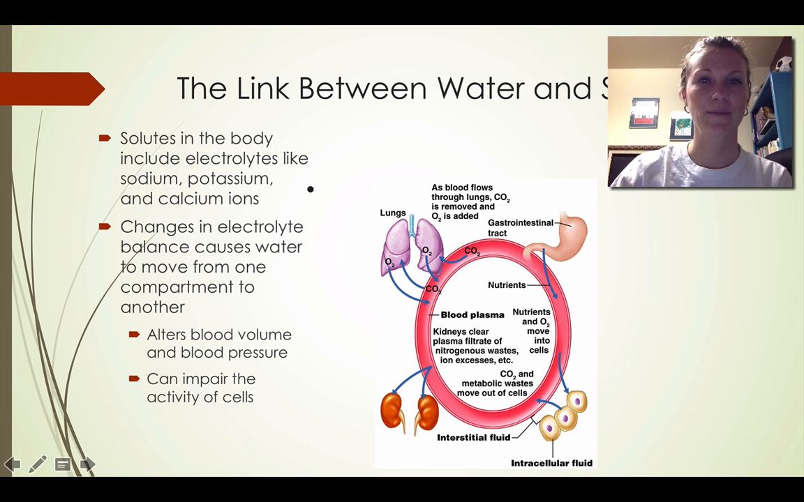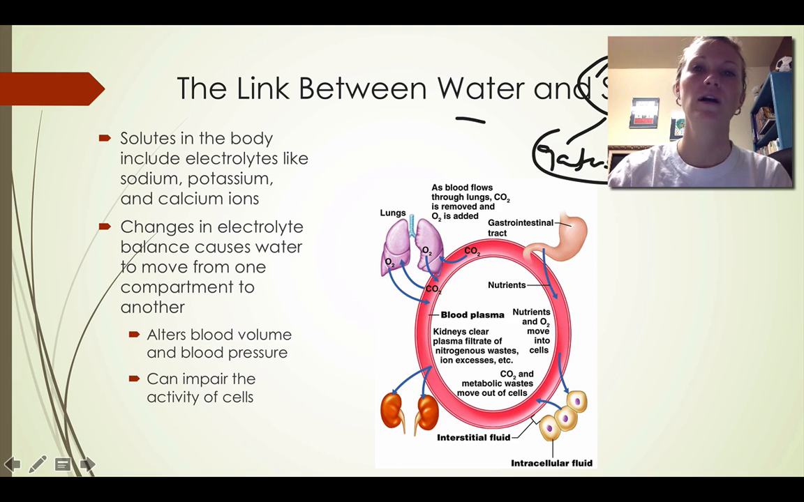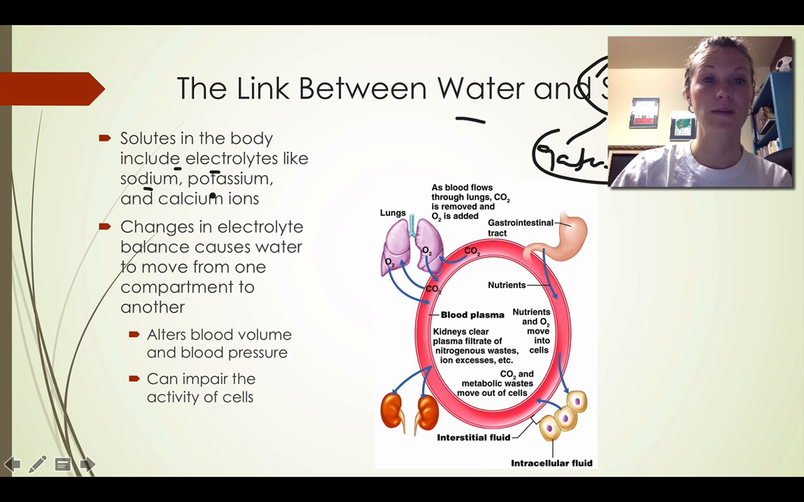All right, so next up, what is the link between water and salts? We know that salts are important. That's why, when you work out, maybe you drink a Gatorade or something, and you know that those Gatorades are supposed to replenish your electrolyte balance, but how are these related? So let's go ahead and talk about that. The solutes in your body include electrolytes such as sodium, potassium, and also calcium. Changes in your electrolyte balances cause water to move from one compartment to the other. That basically means that water is going to follow where the salt is.